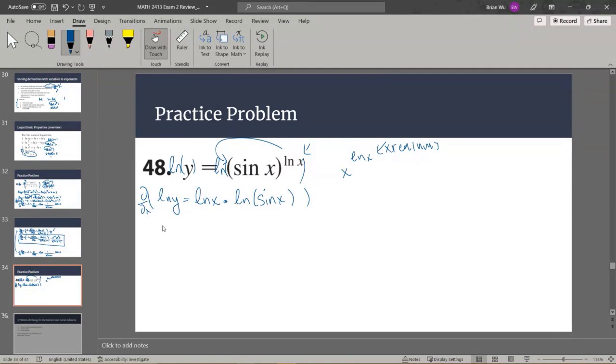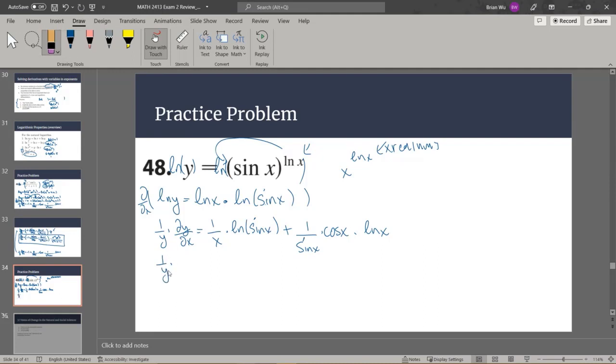So as before, this becomes 1 over y times dy over dx, and that's equal to this derivative, which is just a product rule. The derivative of the first is 1 over x times the second, plus the derivative of the second, which is 1 over sine x times cosine x, times the original first, which is ln x. Right, and so we simplify a little bit.